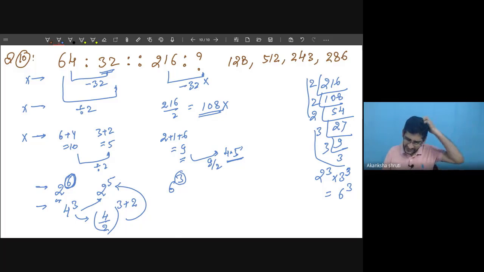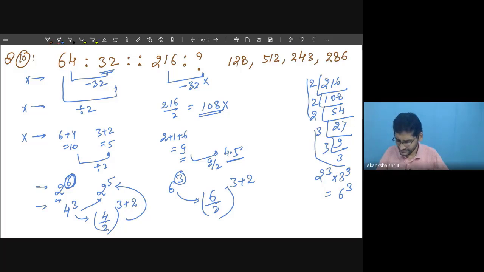Here we have 6 to the power 3. Is the relation that we are writing that the base is divided by 2, and in the power, 2 is also being added? Try this: 3 to the power 5. What is this 3 to the power 5? It is 243.